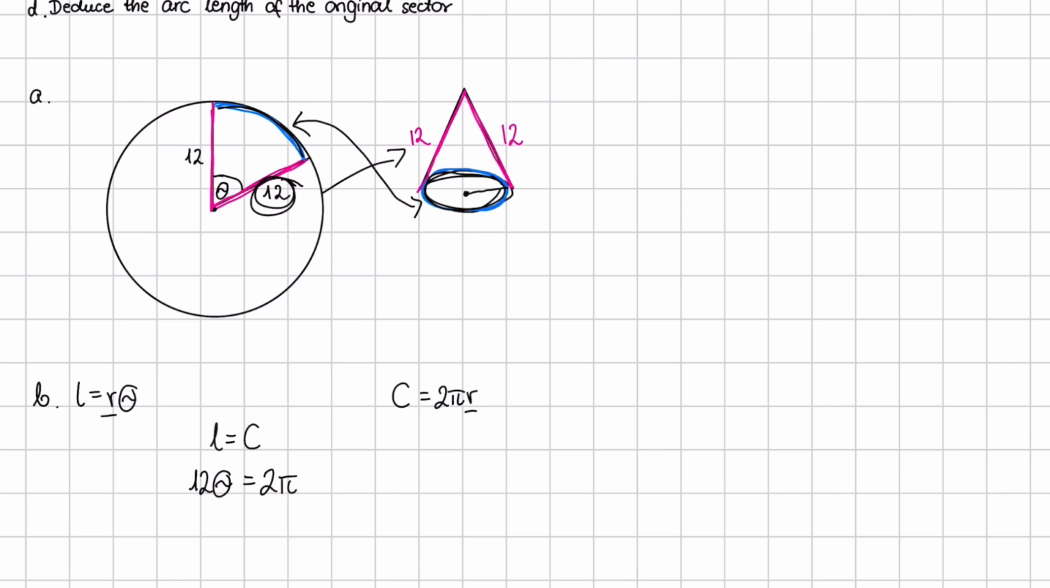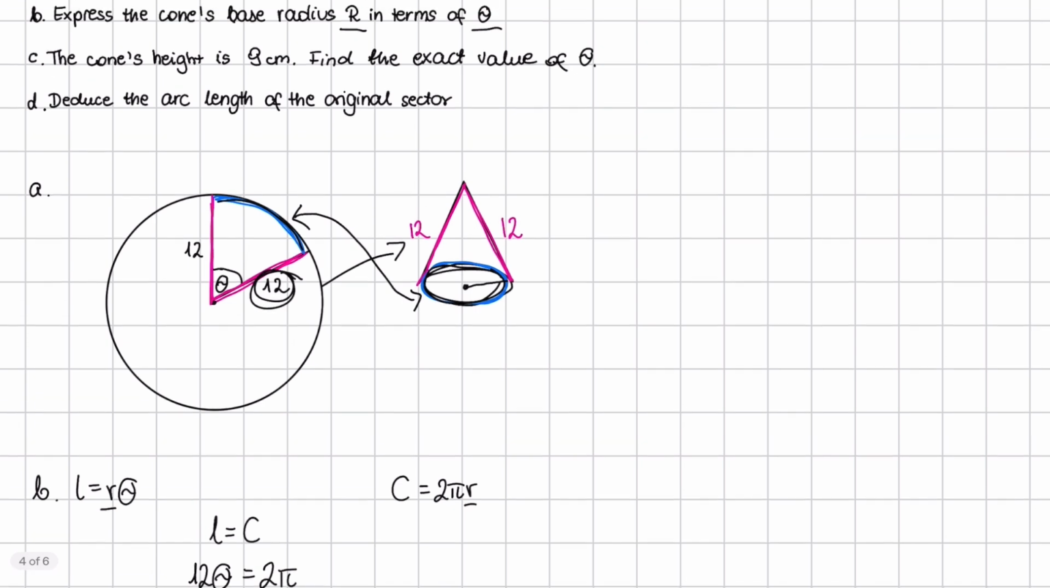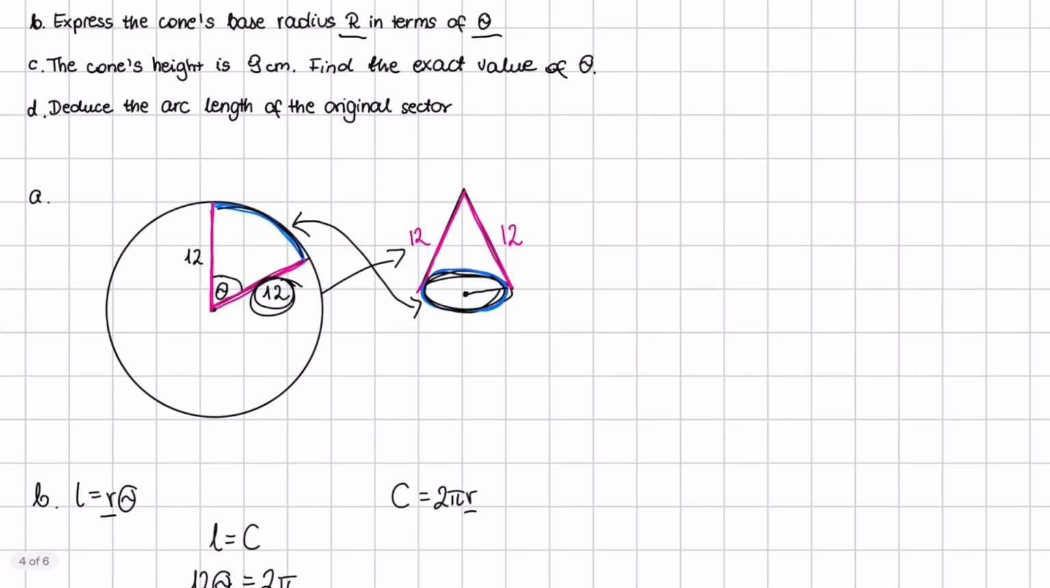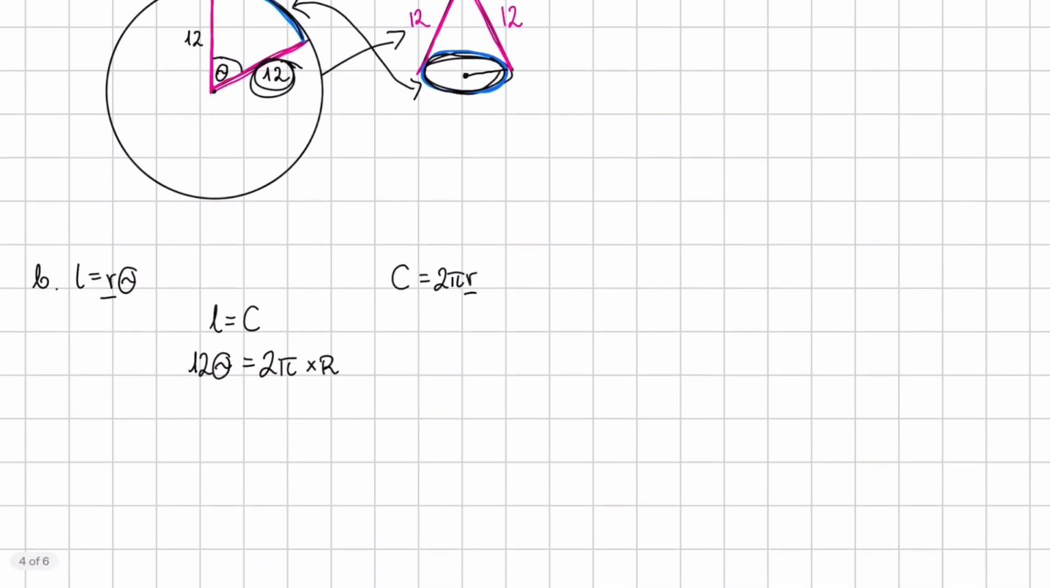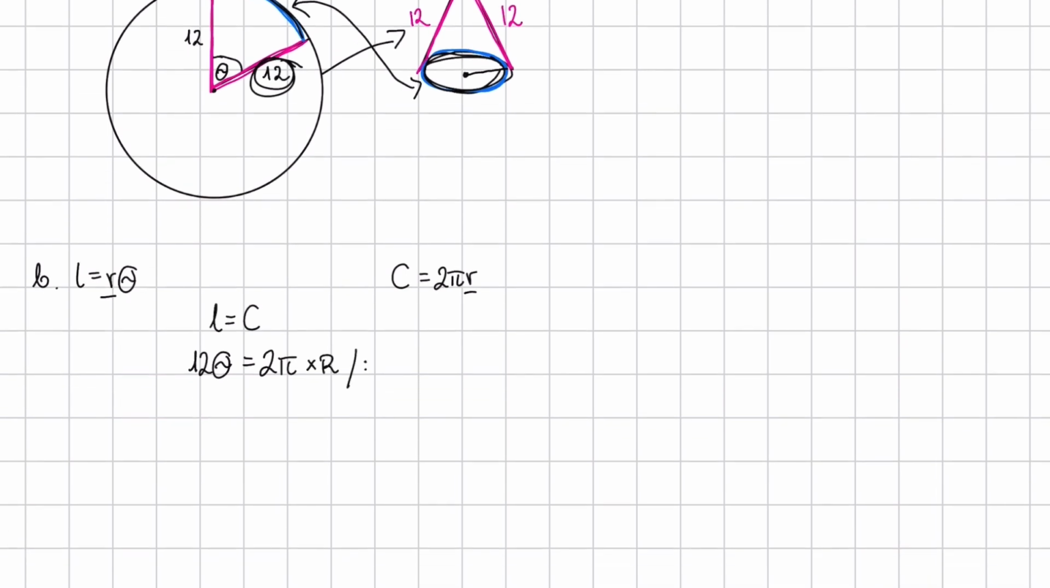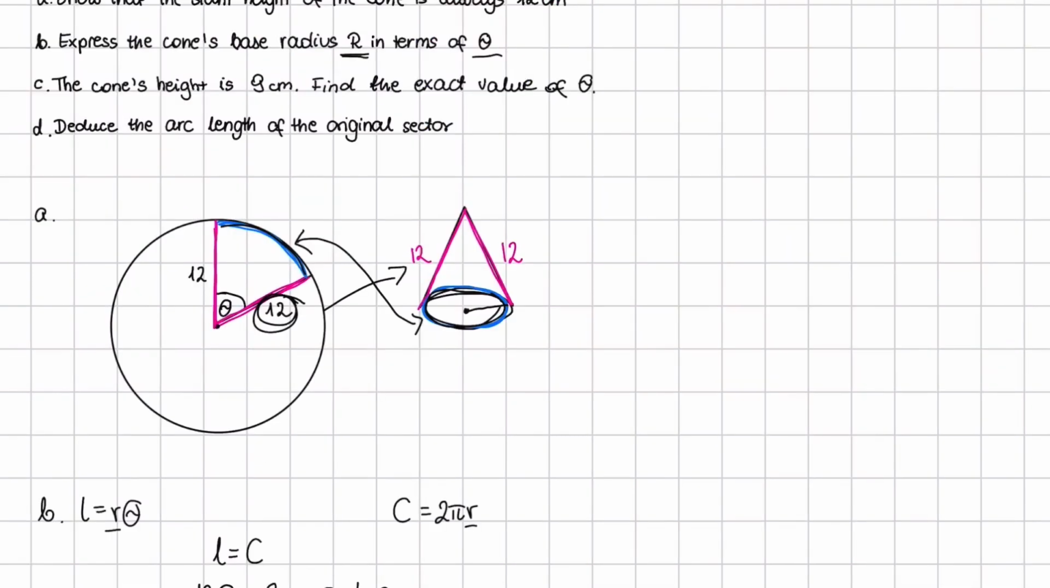So we know that the cone's base radius is capital letter R, so we can substitute it in here, and now we can divide both sides by 2 pi, so 12 theta over 2 pi equals R, so R is just 6 theta over pi.